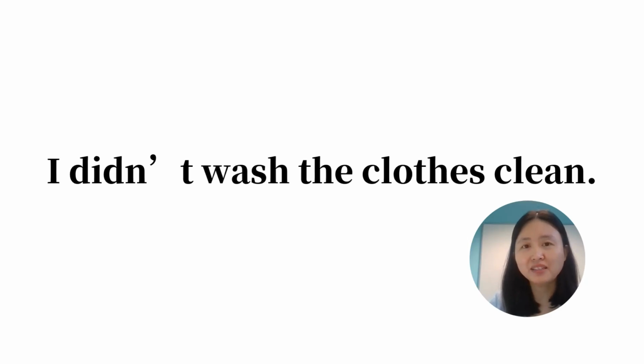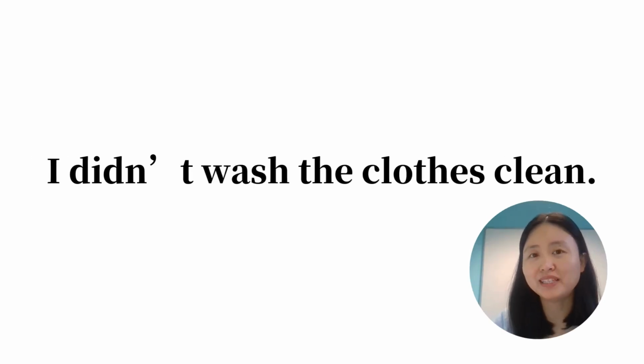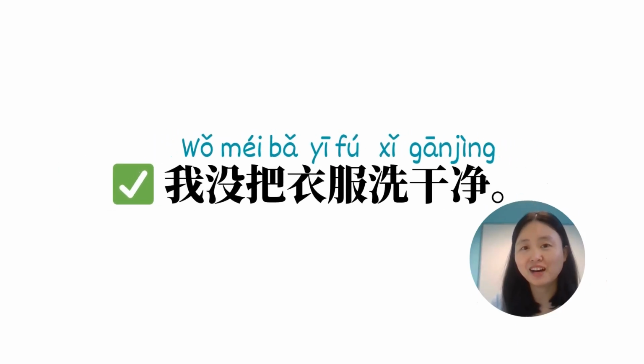Second example, I didn't wash the clothes clean. Do we need to use a 把 sentence? The answer is yes. We need to say 我没把衣服洗干净. Here the action is 洗, and this action caused a clear result. The clothes are clean now. Yes, we need to use a 把. And pay attention, we put this 没 before the 把. 没把衣服洗干净 is something that happened in the past.